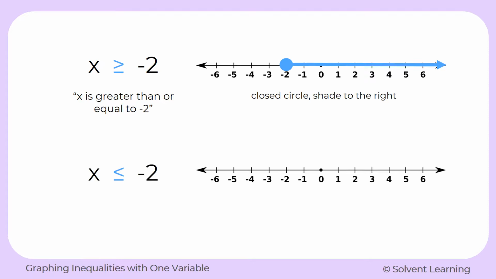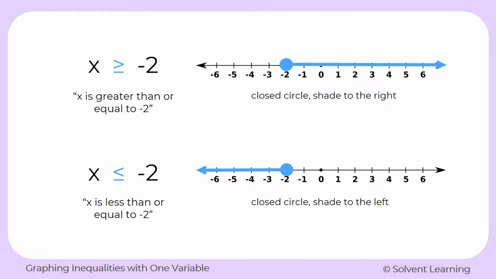And just like you can probably guess from here, when we have x is less than or equal to -2, we'll have a closed circle at the -2, shade to the left, and that shows that x can be exactly -2 or anything to the left of it, anything less than. So when we have less than or equal to, we have a closed circle and shade to the left.